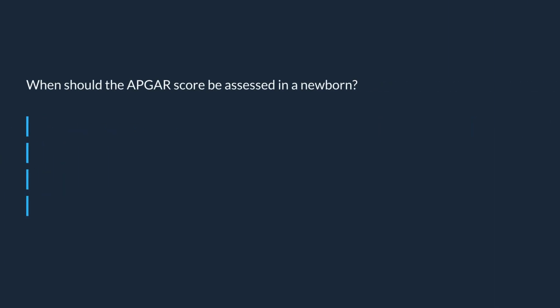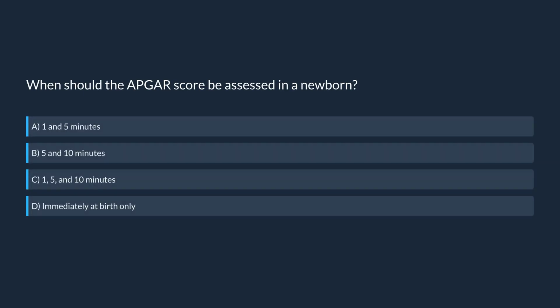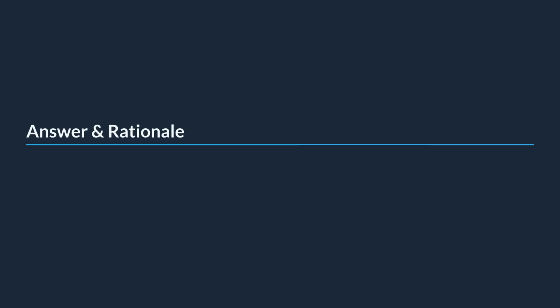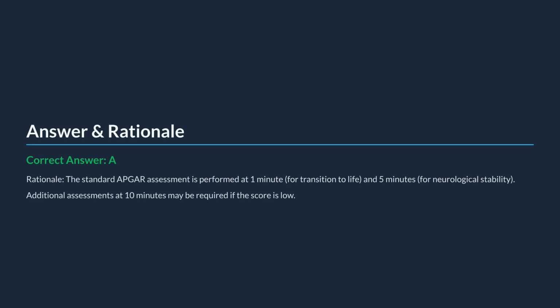Next, let's test your knowledge on a key assessment tool. When should the APGAR score be assessed in a newborn? The correct answer is A. The APGAR assessment is routinely done at 1 minute for transition and 5 minutes for neurological stability. A 10-minute assessment is used if the score is initially low.